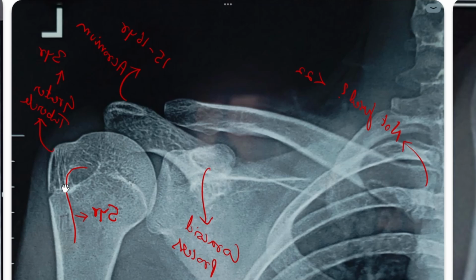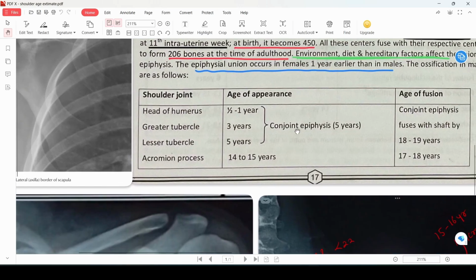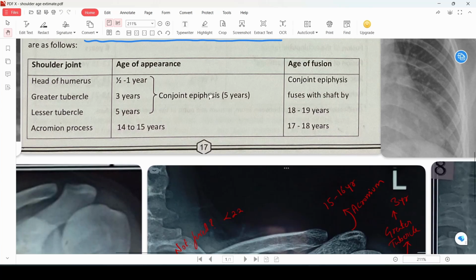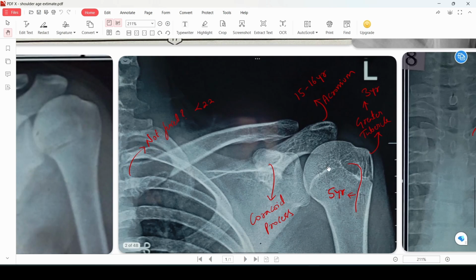Now as you can see, there is a little depression here and there is a line here. That means somewhere it is in between the fusion, the head and all this epiphysis. What is that? The conjoint epiphysis. What is conjoint epiphysis? The head of the humerus, the greater tubercle and lesser tubercle, when all of this fuses together, that is the conjoint epiphysis. And if it is there, then it is understood he is at least 5 years of age. So we can understand by this only that this is 5 years of age.